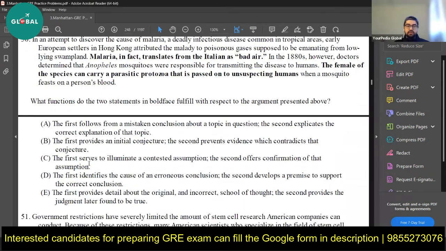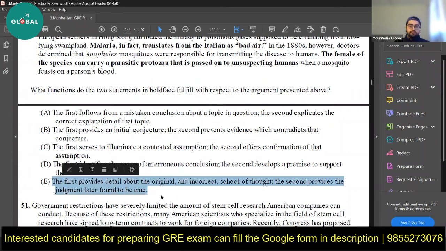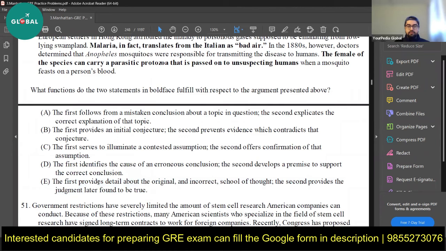These questions are tricky because for each answer choice, out of five, you should be very, very clear why four are incorrect. Okay, so we will start from the fifth one. The first provides detail about the original and incorrect school of thought. The second provides the judgment later found to be true. Judgment is another word for the conclusion. So the second provides the conclusion later found to be true.